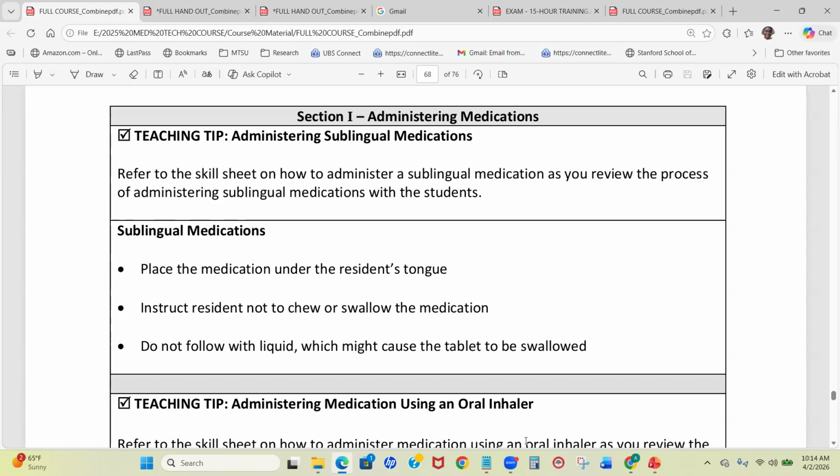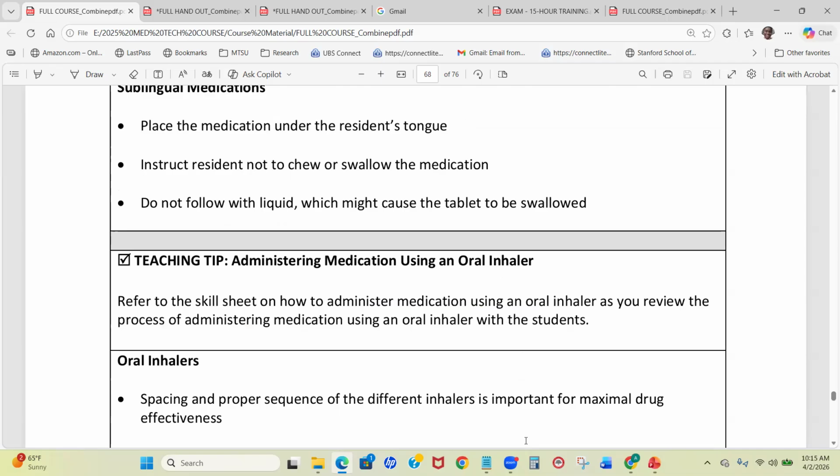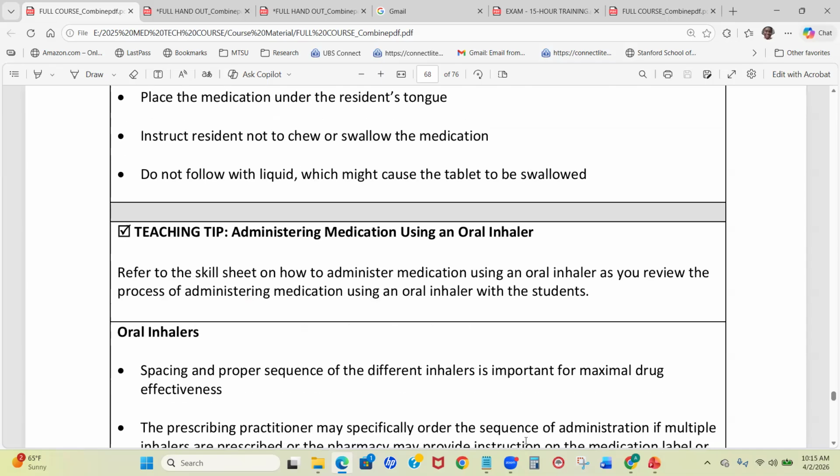Let's look at sublingual. Sublingual means it goes under the resident's tongue. They are not supposed to chew it. They are not supposed to swallow it. And right after giving it, don't give them water to drink. Let the medicine do its job by dissolving and touching all the nerves that it's supposed to touch. Then after some minutes, they can have something to drink.